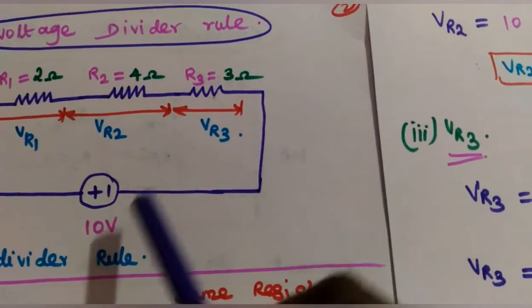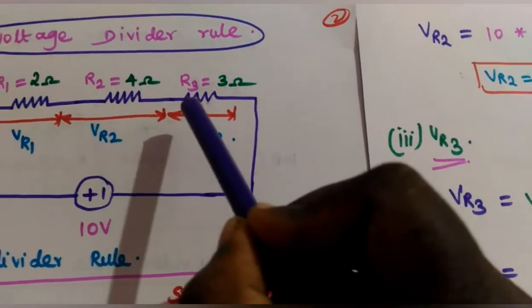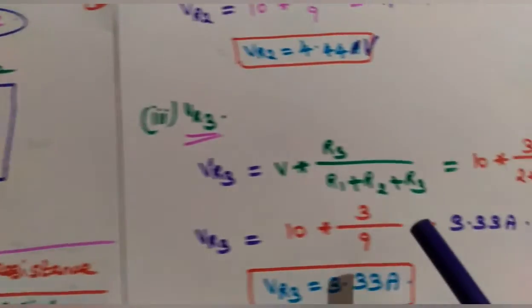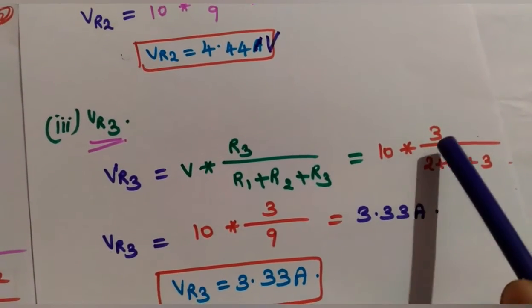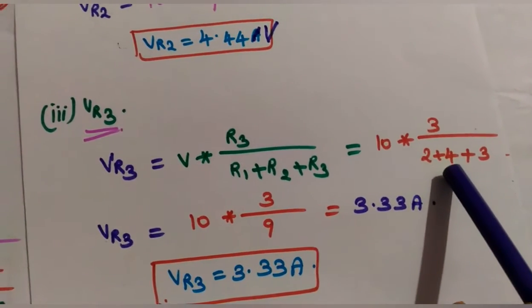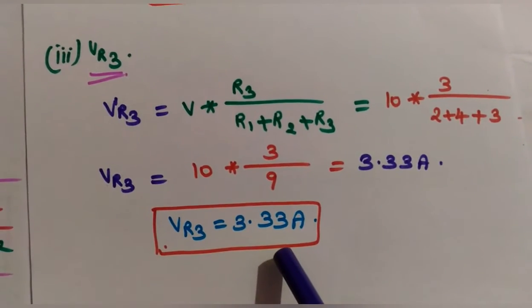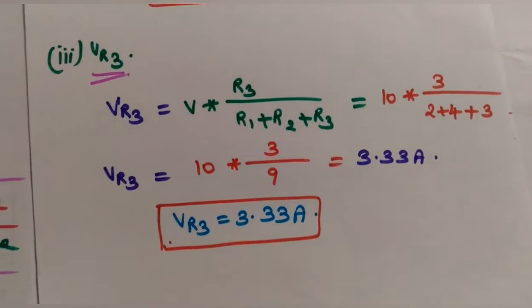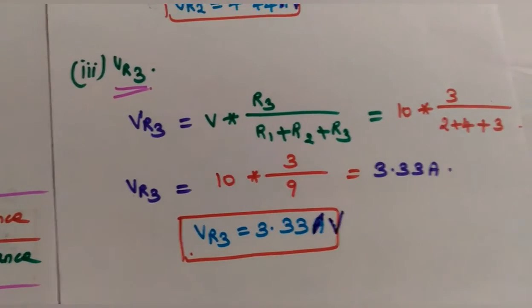And next, the voltage drop across the resistance R3, that is VR3. VR3 is equal to the total voltage 10 into the same resistance 3, divided by the total resistance 2 plus 4 plus 3, which is 9. So finally we get VR3 equal to 3.33 volt. Here also the unit is volt, right?